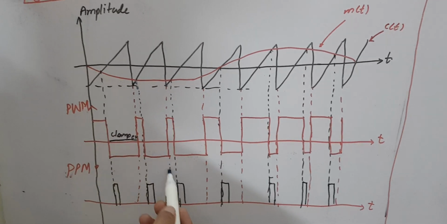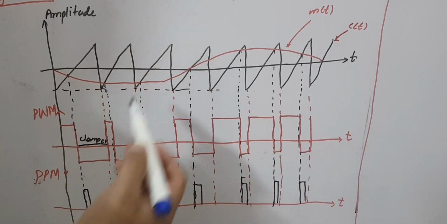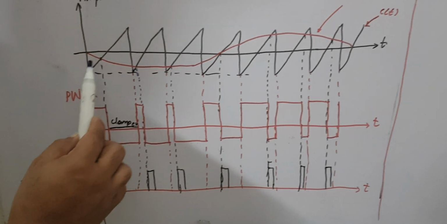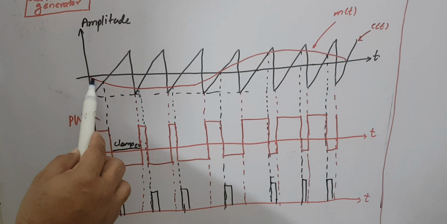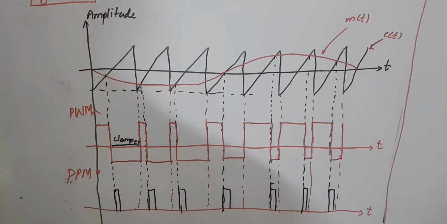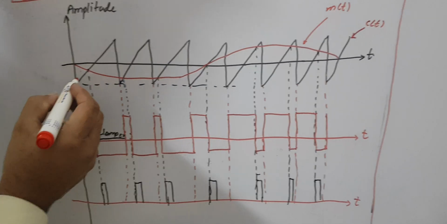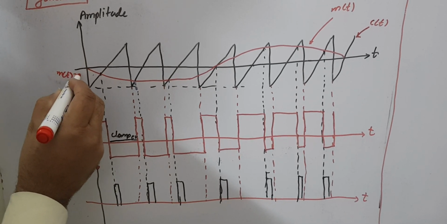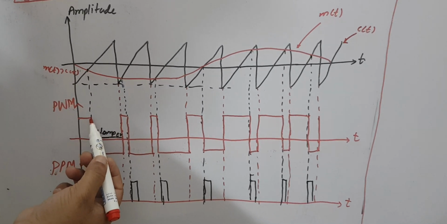Similarly, I draw the trajectory here for these two combined points. At this point, before that point, you can see MT is bigger than CT. So if MT is bigger than CT, like at this position, then the output is positive.